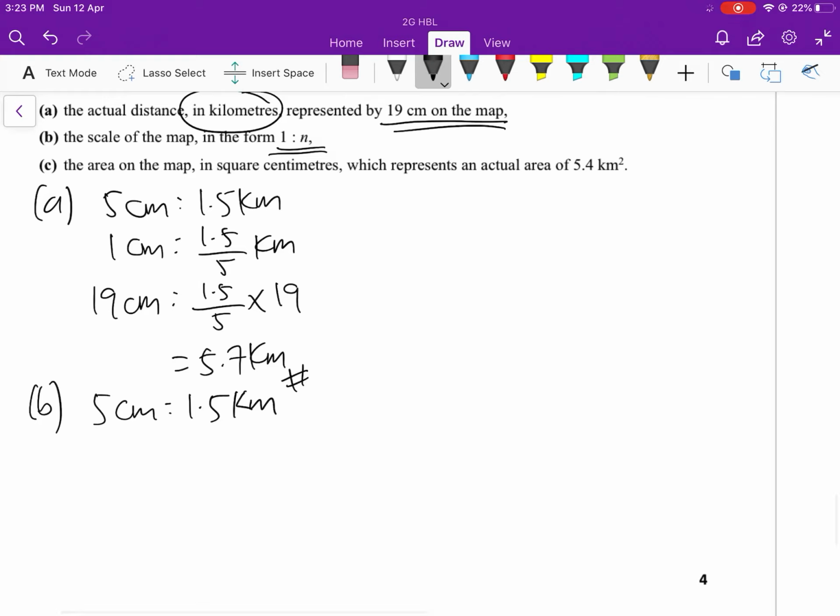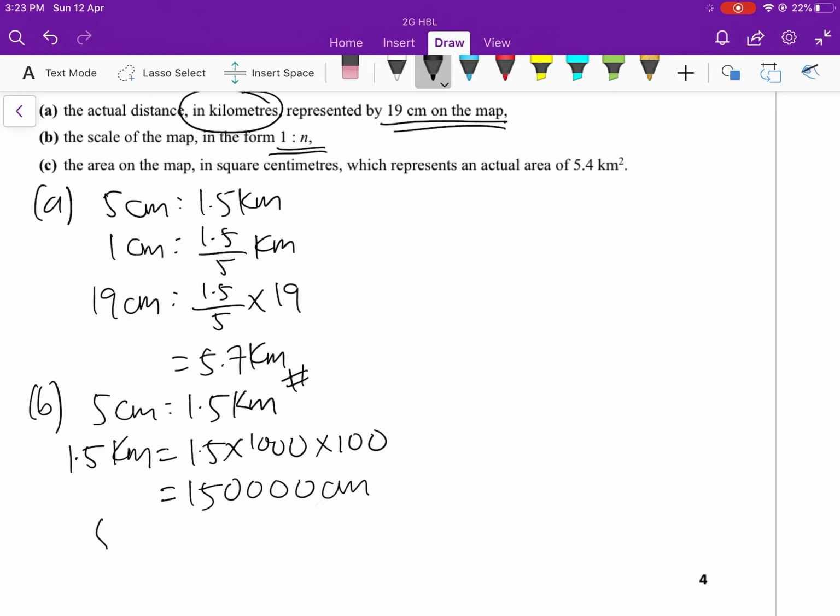So I will change the 1.5 km to cm first because I need it to be in cm. So I times 1000 to change to meter. Then I times 100 to change to centimeter. With this, you press your calculator. 1.5 times 1000 times 100. You will get 150000. This is already in cm. Alright, so you have 5 is to 150000.